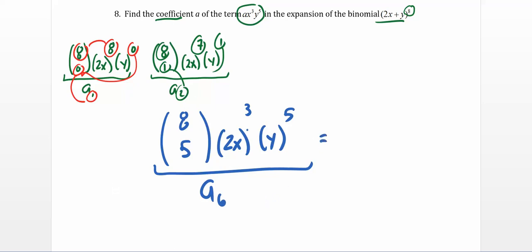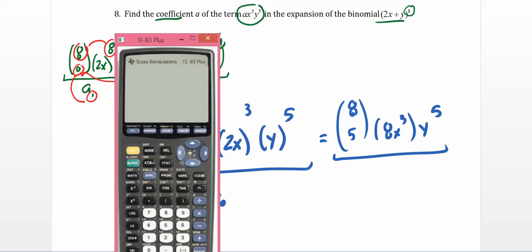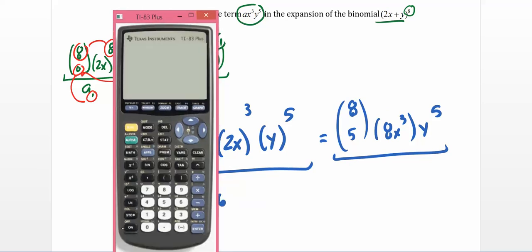So then all we have to do is figure out, well, what's (2x) to the third? That's an 8 choose 5, all right? (2x) all to the third power is 8x cubed, right? And then y to the fifth. Okay, so then all we do is figure out what is 8 choose 5, and use a calculator for that, or Pascal's triangle, whichever one you want to use.